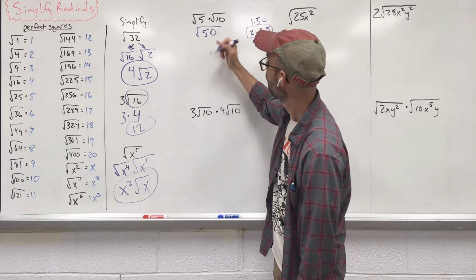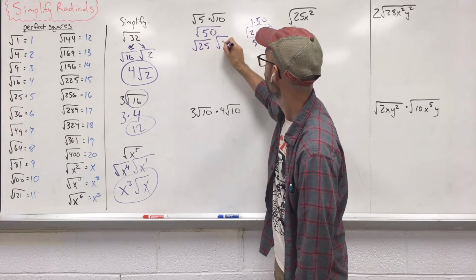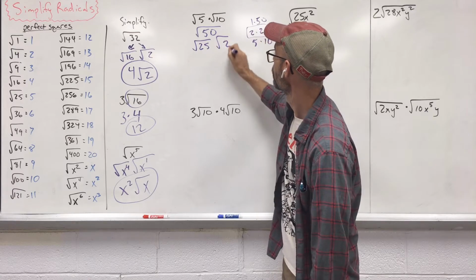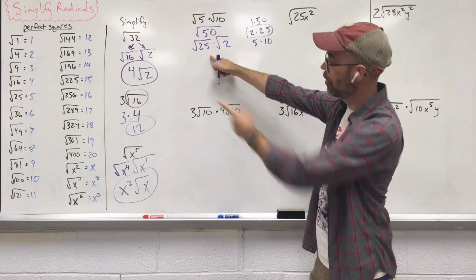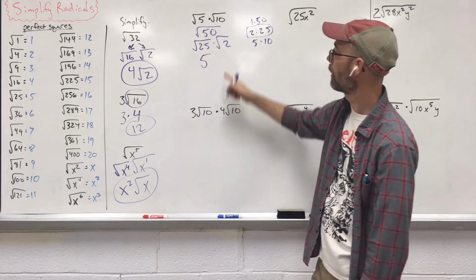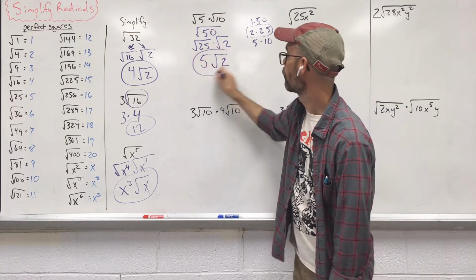So what I'm going to do is rewrite this as square root of 25 times the square root of 2. Square root of 25, I know, is 5. That comes down. This square root of 2, I can't do anything with. Let's leave it. Square root of 2.